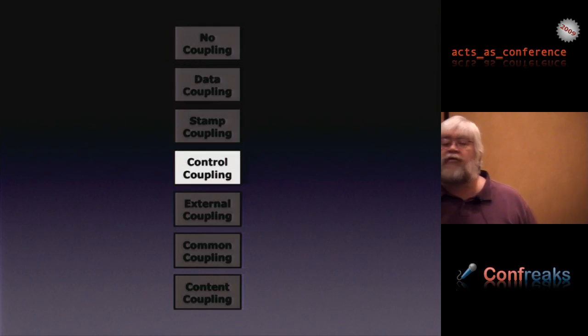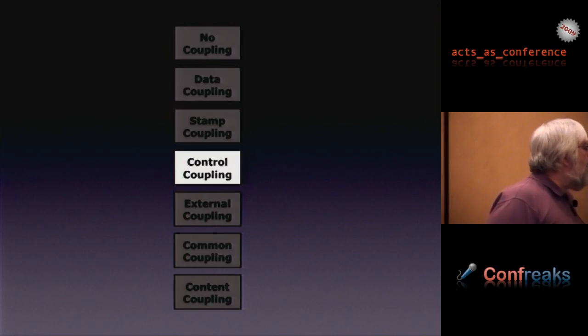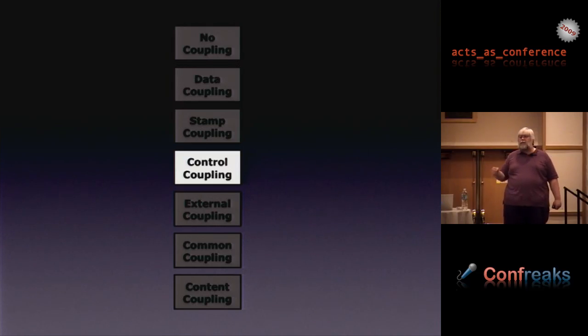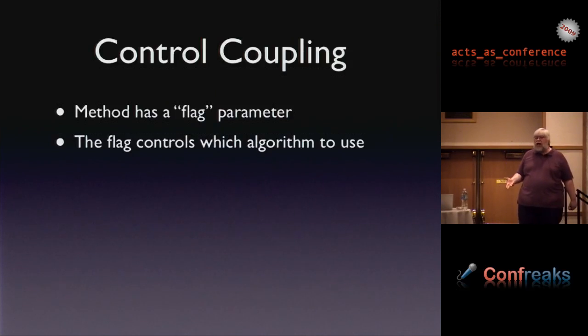The final level of coupling is called control coupling. And this one's kind of interesting because the others, you could actually write a little analyzer to analyze your program and determine whether it's one of the other 6 kinds of coupling. But control coupling is more about intent than about the actual passing of data back and forth. Control coupling happens when you have a method and you pass a flag into that method. And the flag tells the method what to do. It directly controls the algorithm that the method is using.